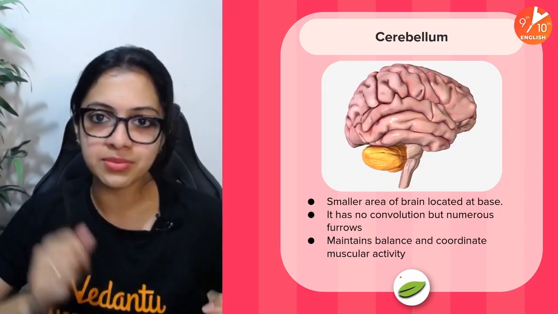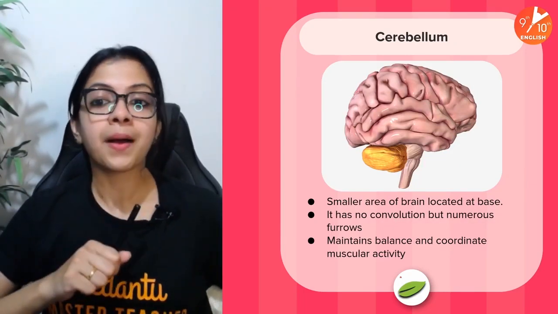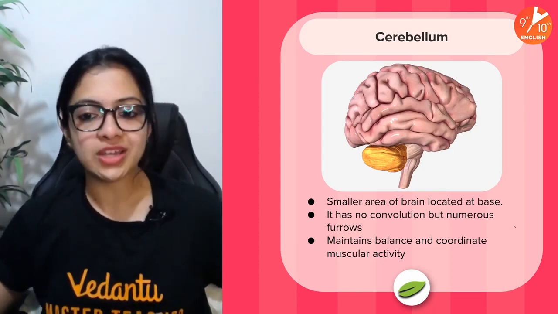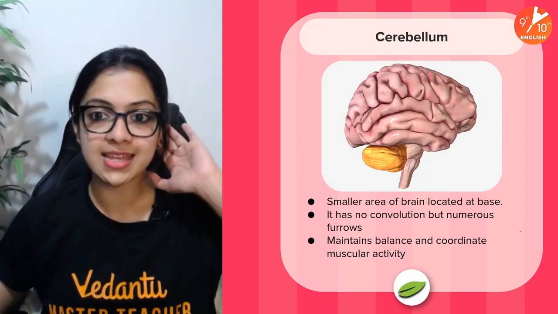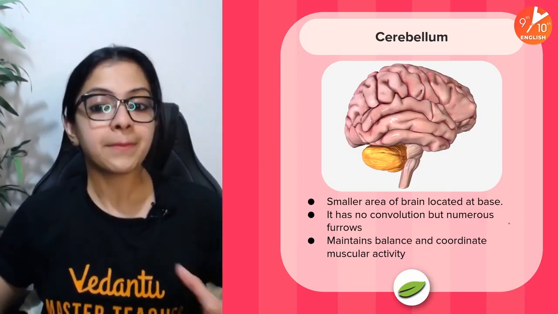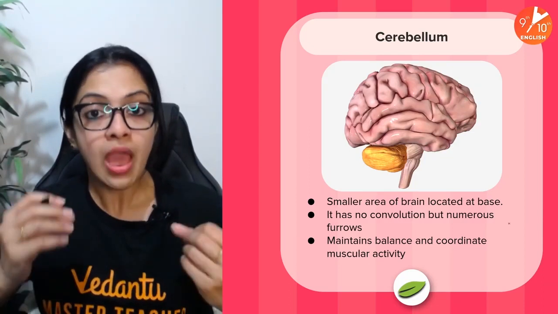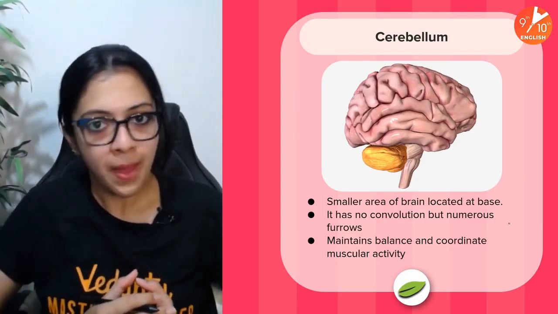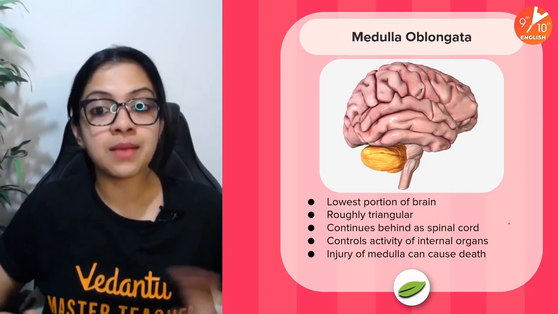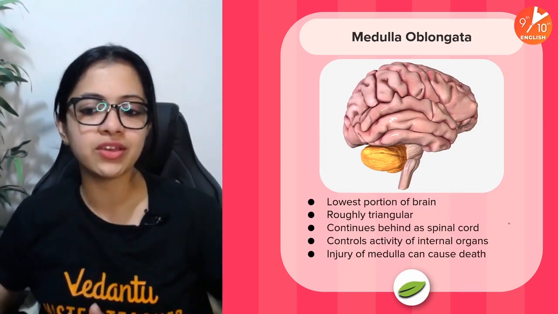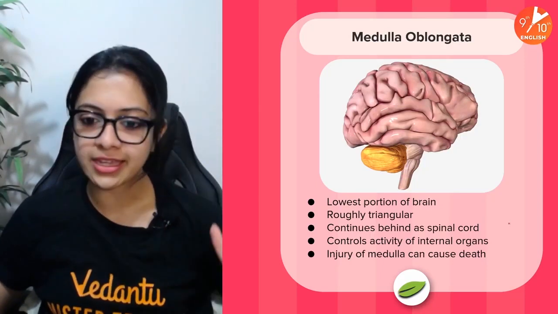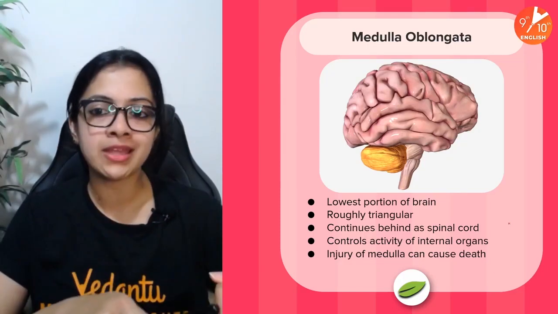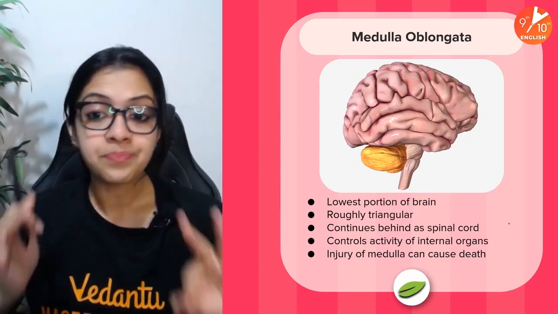Okay, now apart from the cerebrum and the corpus callosum and the sulci and the gyri, we also have the cerebellum, which is a small area of the brain located at its base. But structurally, it's small, but it's very, very important in terms of maintaining balance and coordinating a lot of activities of your body. Okay. Right, and then comes the medulla oblongata, which is roughly triangular in shape, and this is also part of the hindbrain.